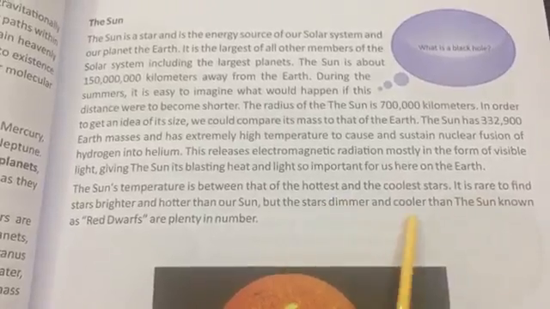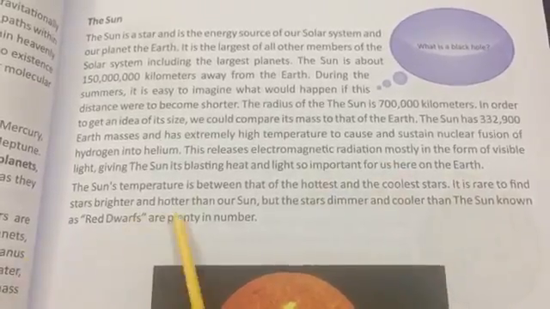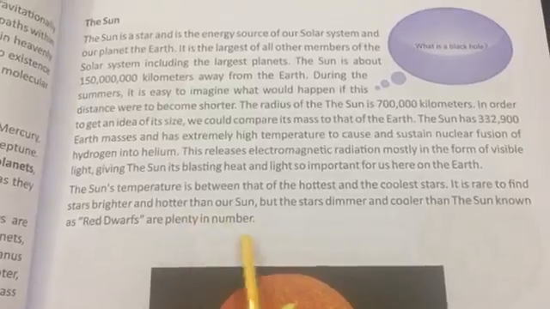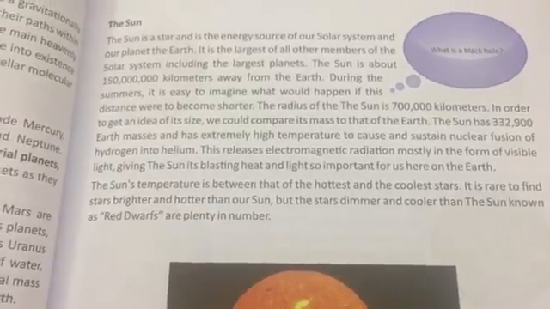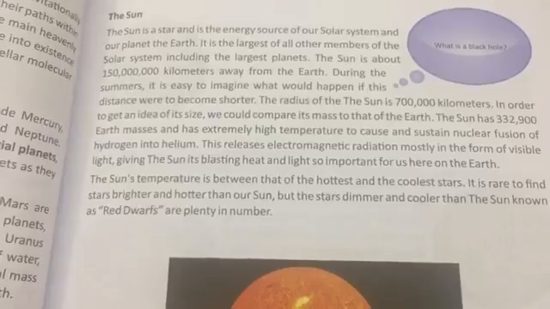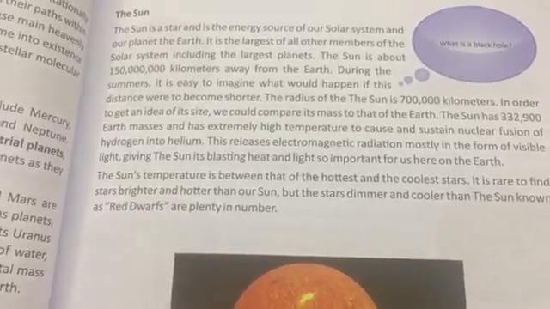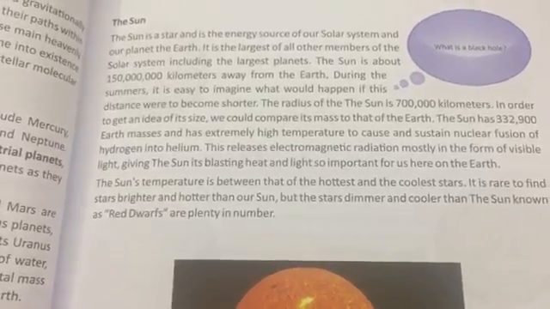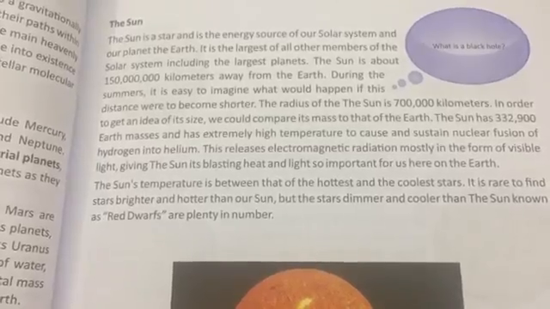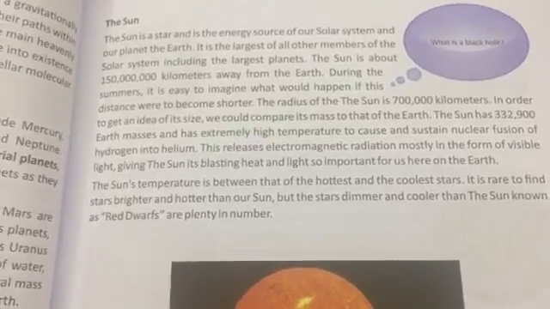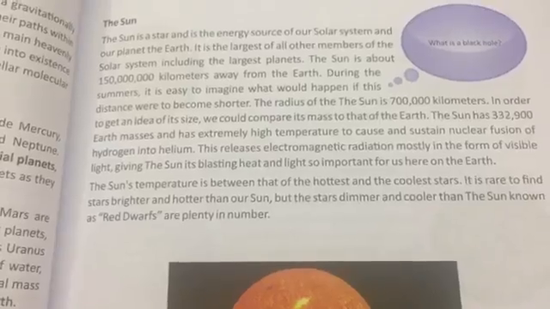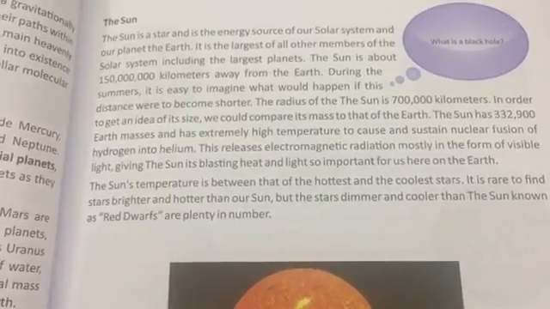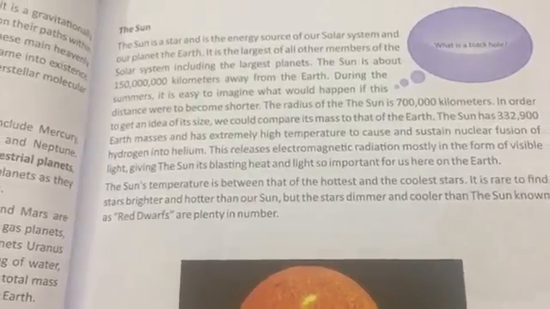right? The stars dimmer and cooler than the sun, known as red dwarfs, are plenty in number. So the stars which are cooler or dimmer than the sun, which do not have as much light as the sun has, and do not have as much heat or temperature as the sun has, are known as the red dwarfs, and they are plenty in number.